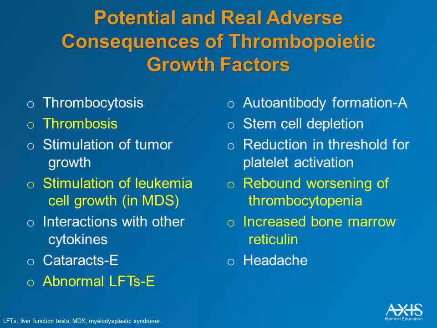Rebound worsening of thrombocytopenia when treatment is discontinued essentially happens with all agents. And while there may be increased reticulin in the bone marrow, this is not true myelofibrosis and is reversible if these agents are discontinued. In my opinion, therefore, thrombosis, which has not been demonstrated to be increased in any of the randomized studies, is the most important problem that you can see with these agents.